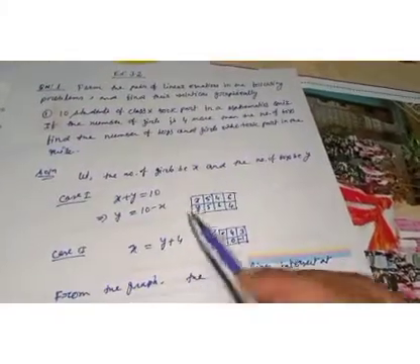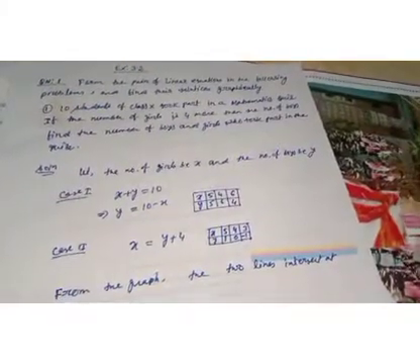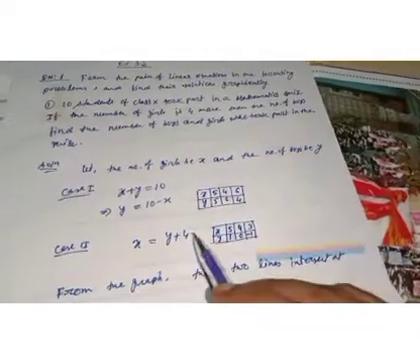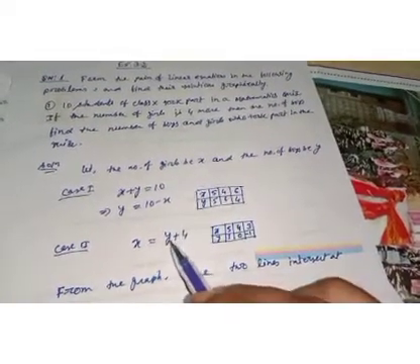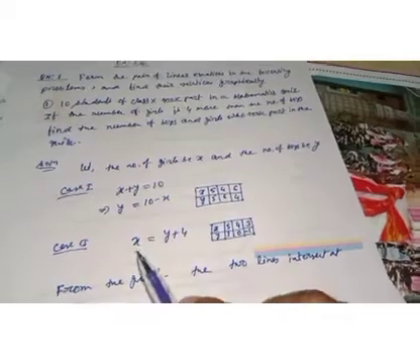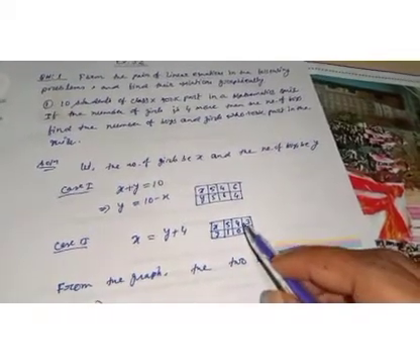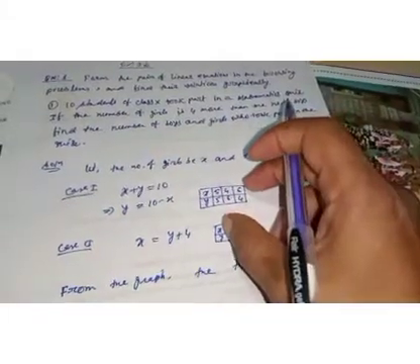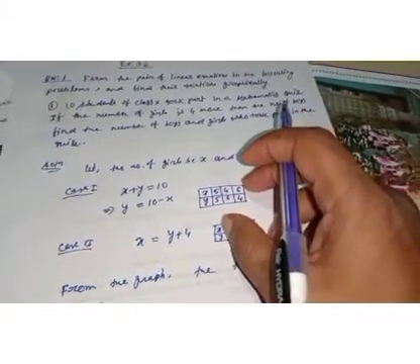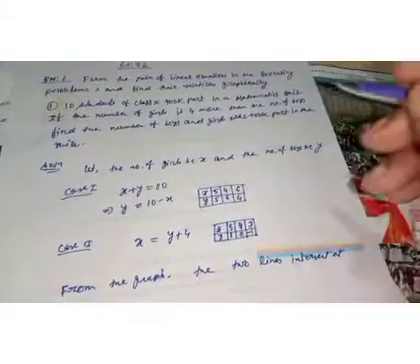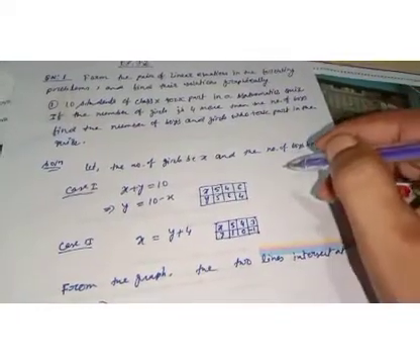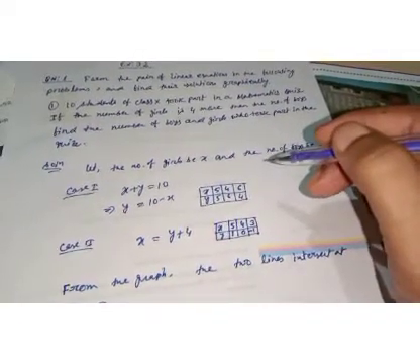For the second equation, see, number of girls is 4 more than the number of boys. Means if you add 4 to the number of boys, it is equal to the number of girls. That means x equal to y plus 4. For this also you find out 3 solutions. Now plot these points on the graph, you will get the two straight lines intersect exactly at a point. So you can draw the graph.